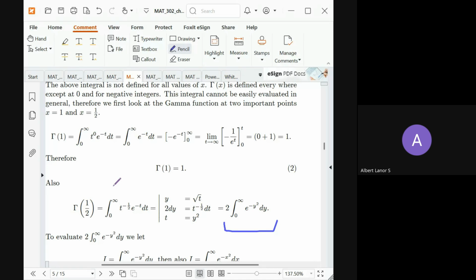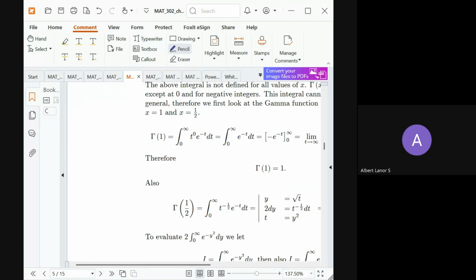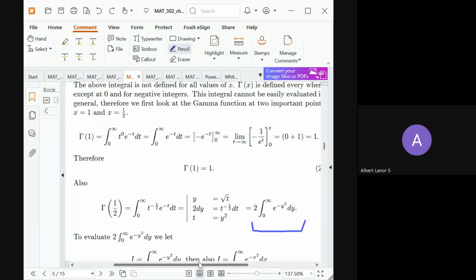All right, so back to our gamma functions. Now, first, let's start with gamma of 1. Now, gamma of 1 means that t should be 0. Now, if t is 0, you have e to the minus t dt. And when you integrate e to the minus t dt, you have minus e to the minus t. Then we'll apply improper integral to it. Improper integral means I will take the limit as t goes to infinity.